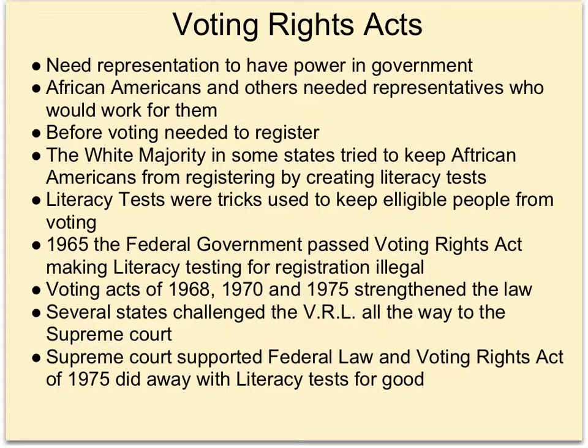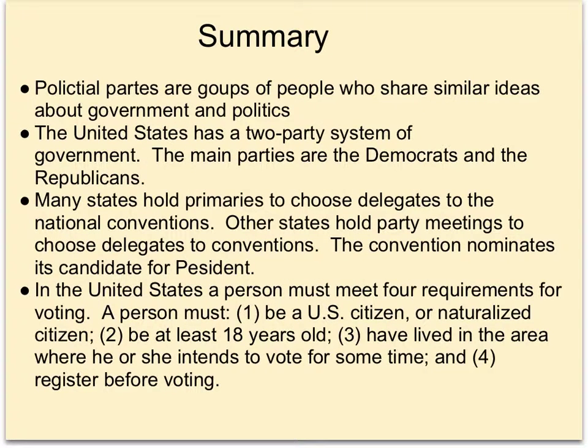In summary, political parties are groups of people who share similar ideas about government and politics. The United States has a 2-party system of government. The main parties are the Democrats and the Republicans. Many states hold primaries to choose delegates to the national conventions. Other states hold party meetings to choose delegates to conventions. The convention nominates its candidate for president.